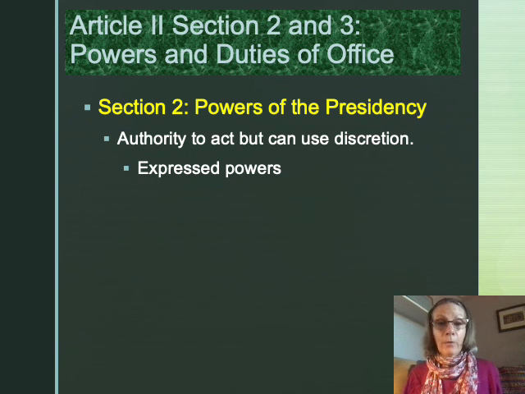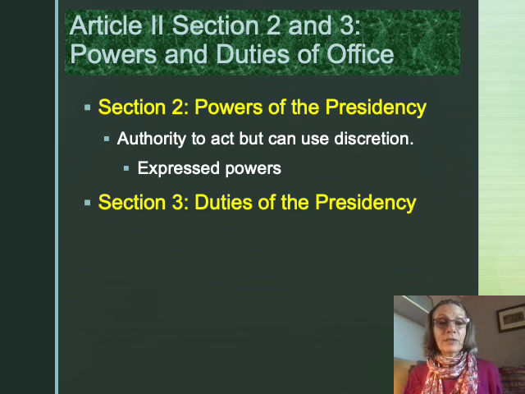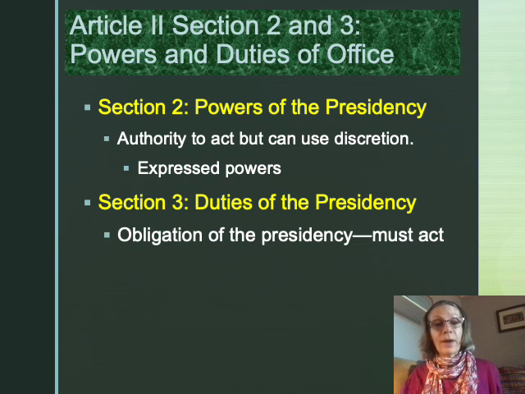The powers of the presidency are outlined obviously in Article 2, Section 2. And we're going to go into a lot more detail about what those express powers are in the second lecture for this week. Section 3 are the duties of the presidency. And the duties of the presidency are obligations that we place on the president. Not only do they have the authority to do these things, but we have an expectation that the president will do these things, that they don't have discretion.